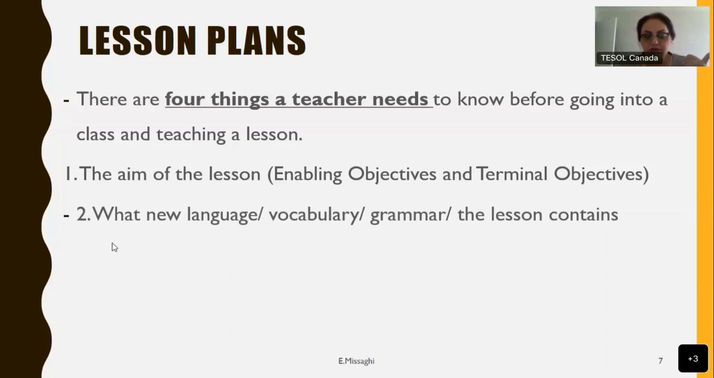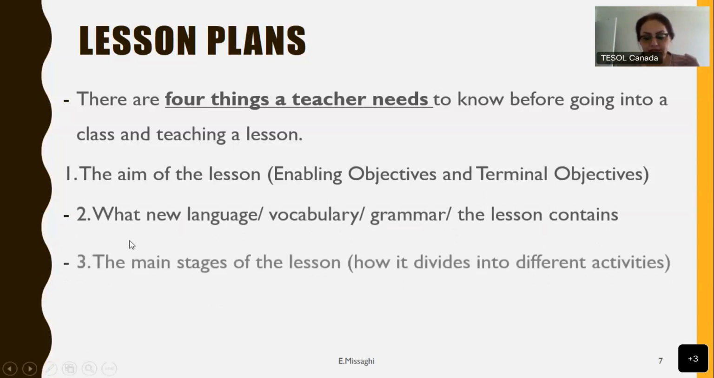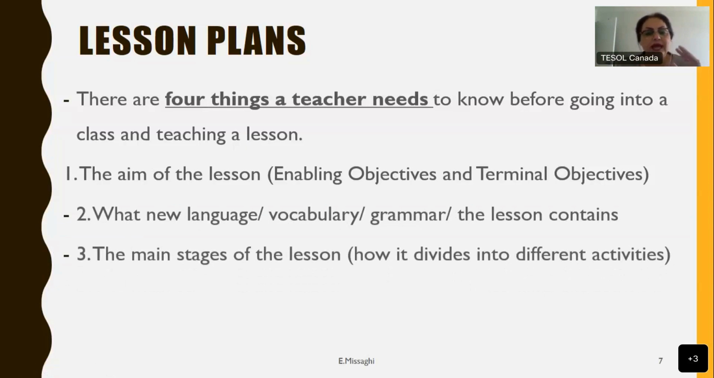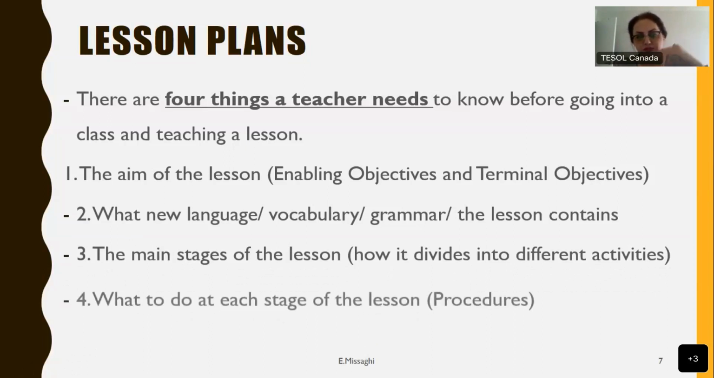Then, what new language are they going to study this session? What skills? What vocabulary? What grammar? In great detail, we need to write it down. Then the stages, after that, go to the process. Different activities, how they come. There are three main stages, as you know: pre, while, post. For each stage, you write the steps, what comes before and after.